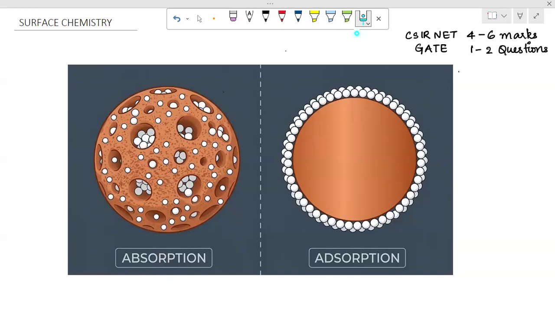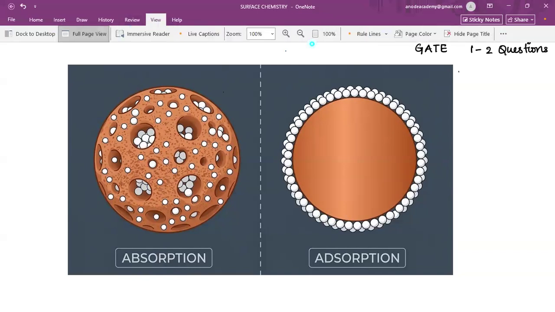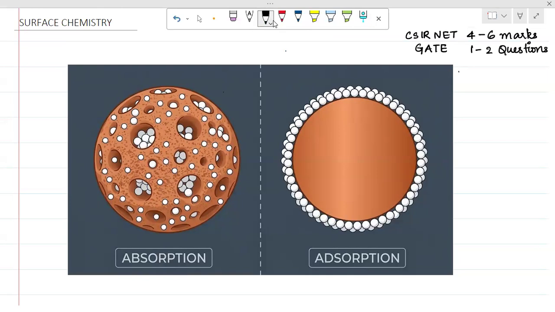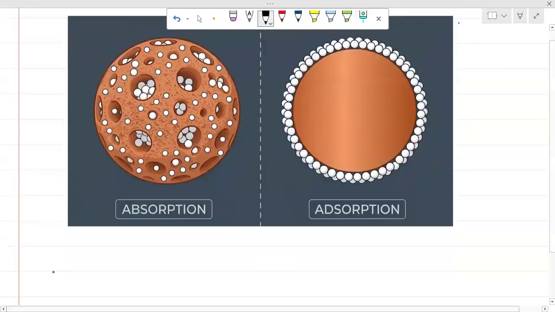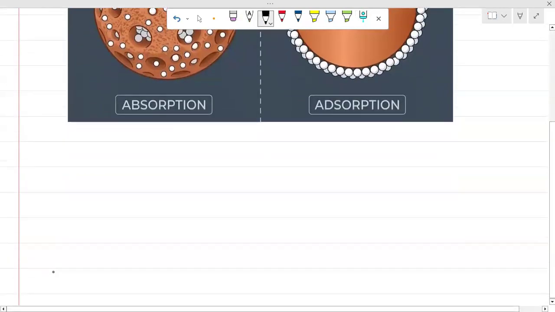While on the other hand, adsorption is where there is accumulation of species, represented here with white balls, present only on the surface of the substrate. So this is the major difference between absorption and adsorption. Let's write down the definition. They won't ask the definition, but this is just for your understanding. So create 2 columns and write down the heading, absorption versus adsorption.